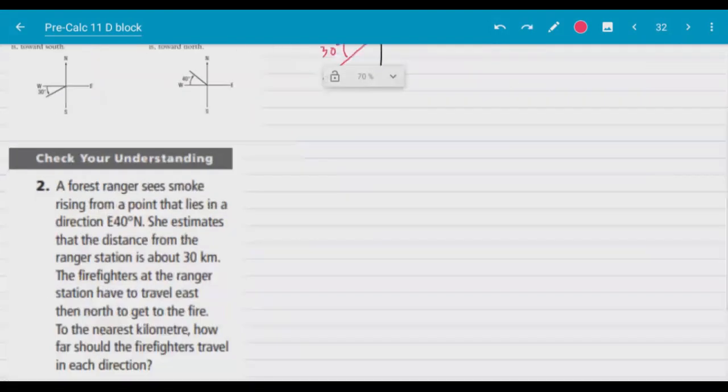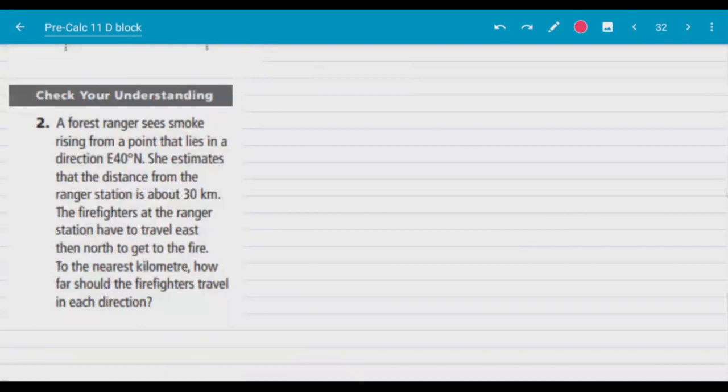Let's do the check your understanding. A forest ranger sees smoke rising from a point that lies in the direction east 40 degrees north. She estimates that the distance from the ranger station is about 30 kilometers. The firefighters at the ranger station have to travel east, then north to get to the fire. To the nearest kilometer, how far should the firefighters travel in each direction? Draw a diagram. So let's come up with a diagram here.